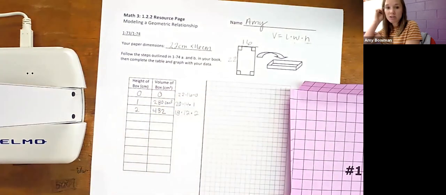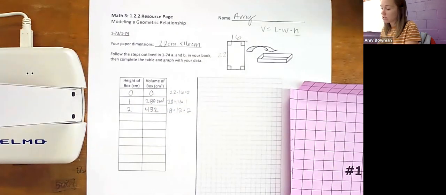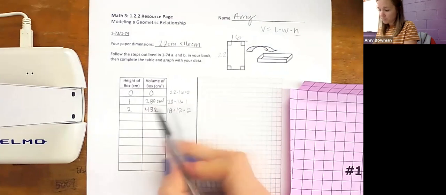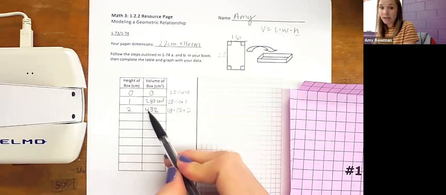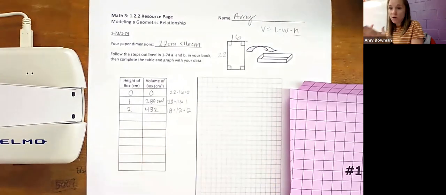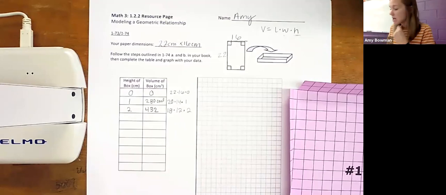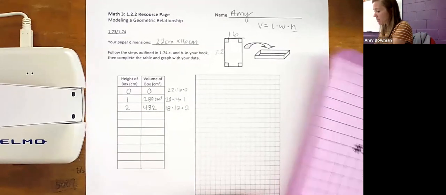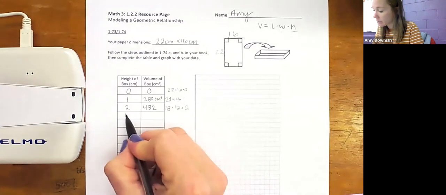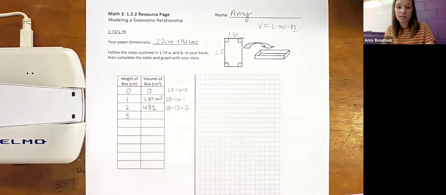432 centimeters cubed. Wow, look at that, just a height change of 1 centimeter really increased the volume of that box. Even though it wasn't as wide or long as the other one, that height increase really did help the volume increase. Okay, so let's see what happens if I have a height of 3 centimeters.